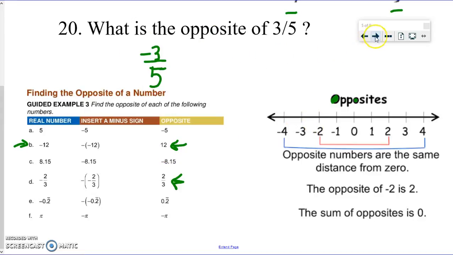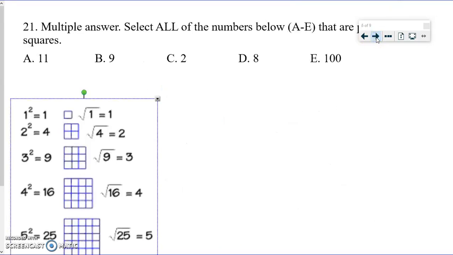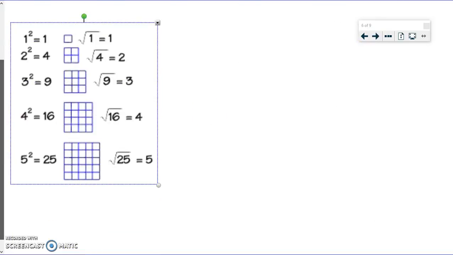Let's see what the next page is. I might stop here. Okay, we'll do this one.